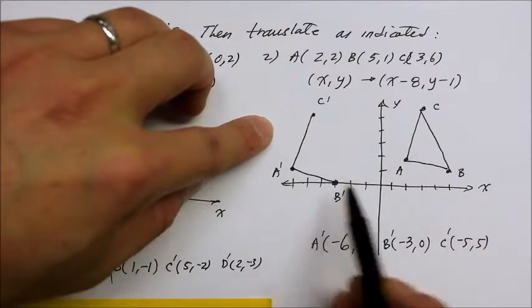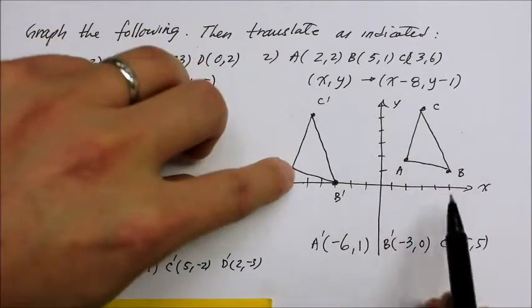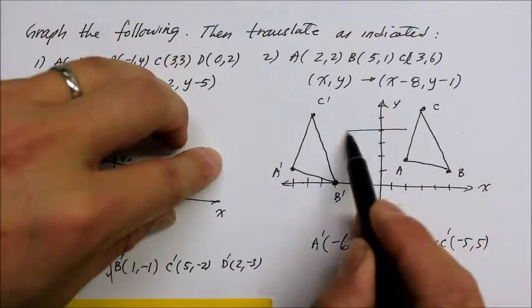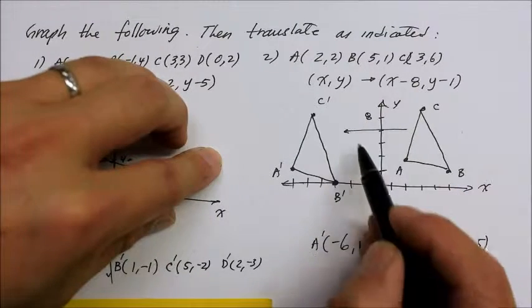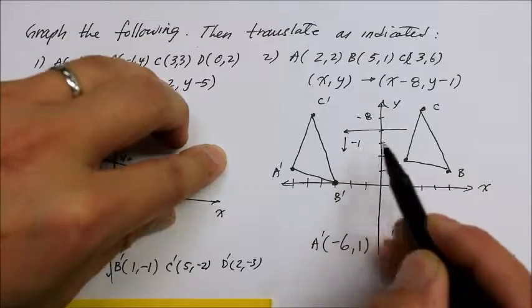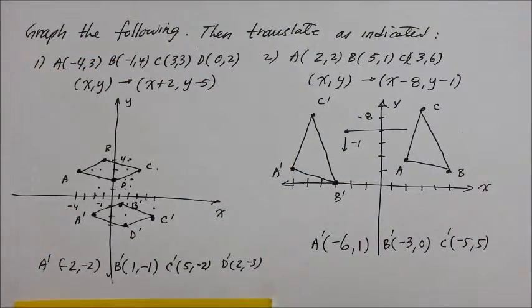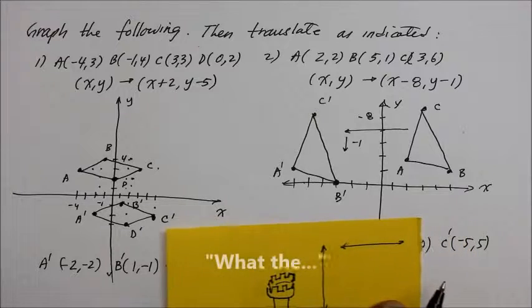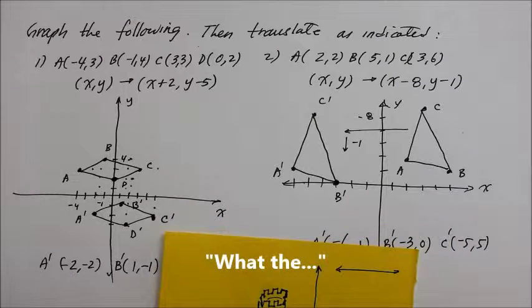And you got the exact same triangle, but it shifted that way 8 units and it went down 1. So it's kind of like 1, 2, 3, 4, 5, 6, 7, 8. 1. There you go. Enjoy.